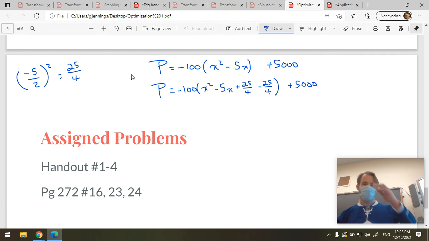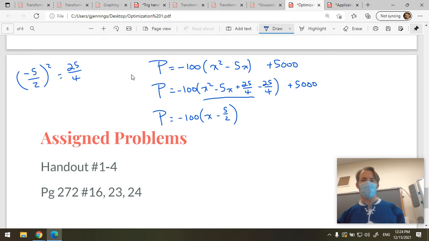So here I have my perfect square trinomial right there. So let's write that as a perfect square. P equals negative 100 times X minus 5 over 2, squared. So there's the number of price increases I should have. 2.5 price increases. I should increase the price by $5. And then this number has to multiply that number to come outside the bracket. This one multiplies this when it comes out of the bracket.